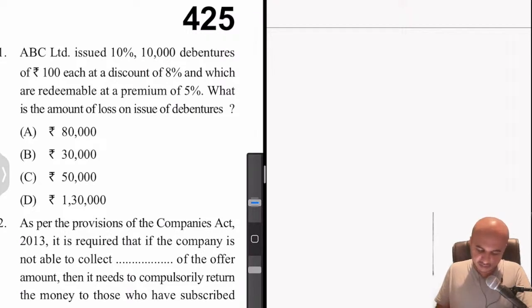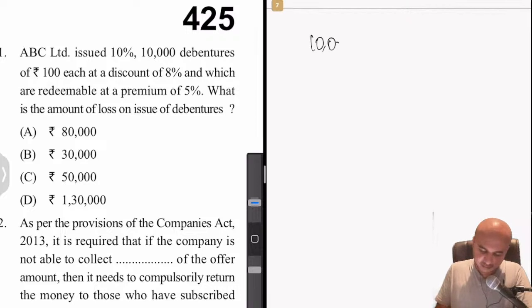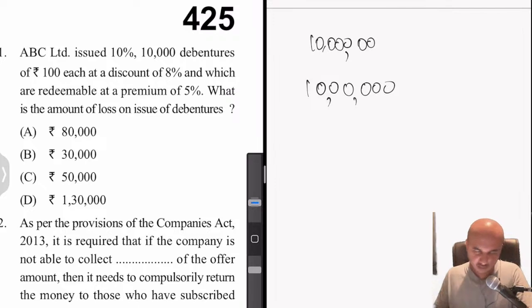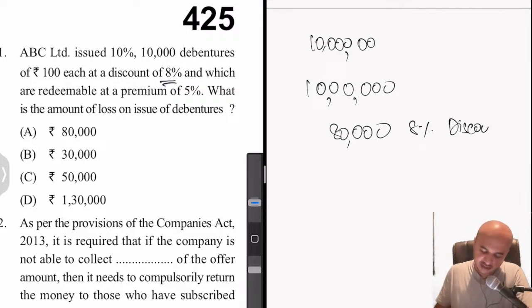Issued 10,000 debentures of rupees 100 each. That means 10 lakhs. This is the face value of debentures issued, but at a discount of 8%. That means we are not getting 10 lakhs. We will get 10 lakhs minus some amount. That is 8%, which means 80,000. This amount we will not get because we are giving them a discount of 8% on the face value. I hope it makes sense.